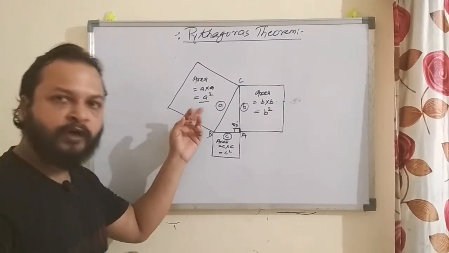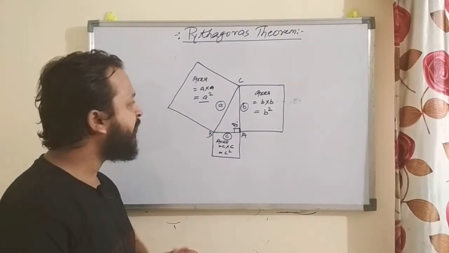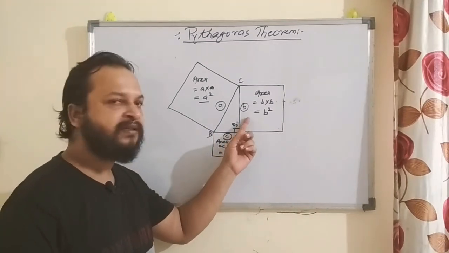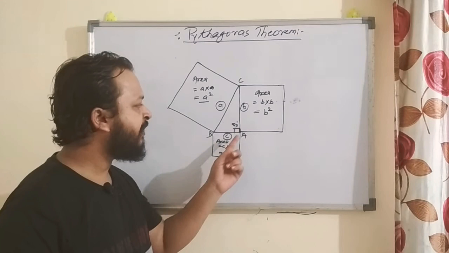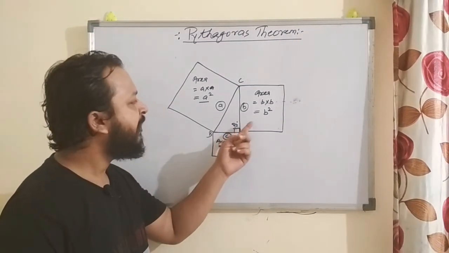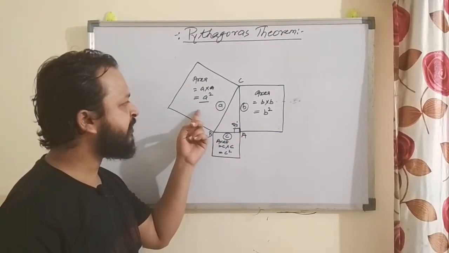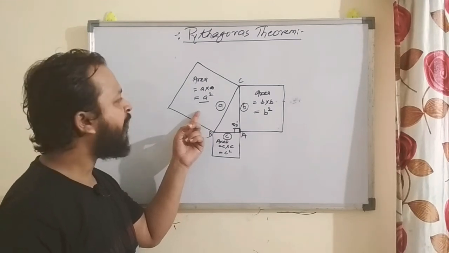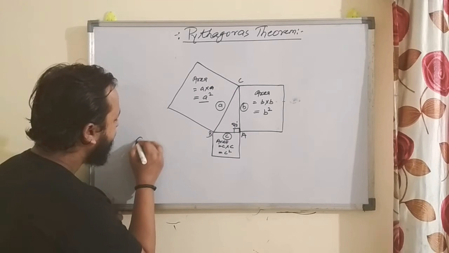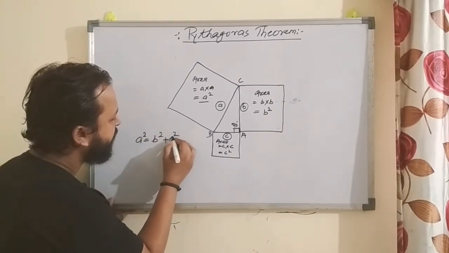So Pythagoras has told, if we add the areas of the other two sides, means this side and this side other than the hypotenuse, the sum of these two areas is equal to the area of the square which is made on the hypotenuse. It means a square is equal to b square plus c square, right?